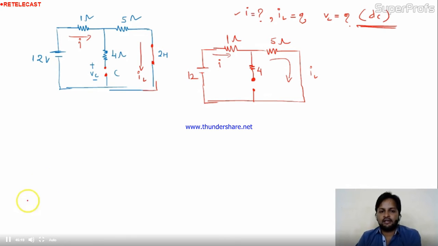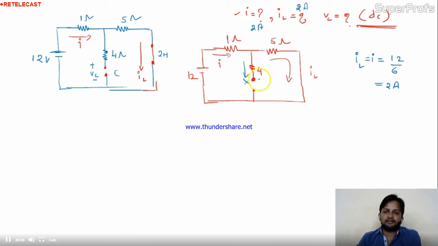Is it okay? So in the DC condition, this I will go to this side, because this is the open branch, no current will come to this side. So this IL, I can say, or I, both will be equal and will be 12 by 6, 2 ampere. Is it clear to you? The answer for IL is 2 ampere. The answer for I is 2 ampere in the DC condition.